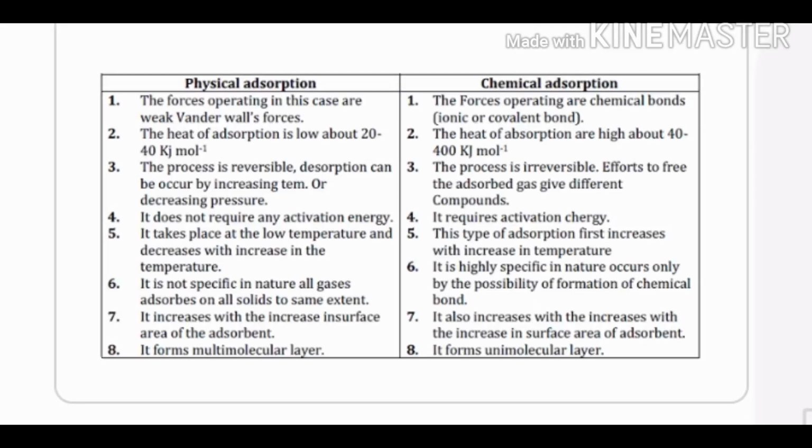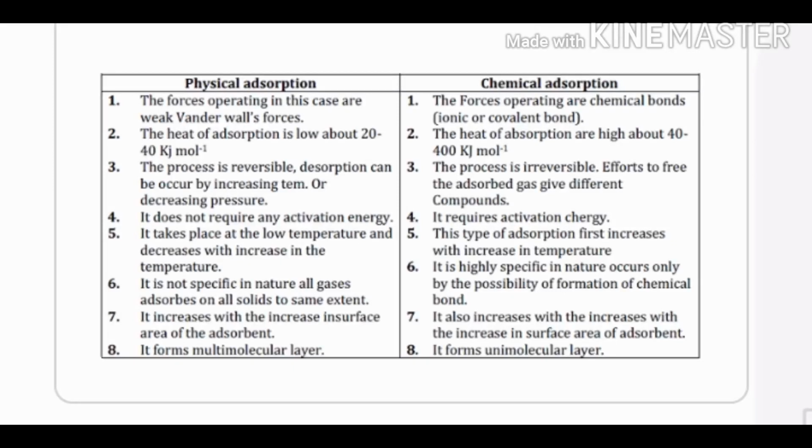Now there are certain differences between physical and chemical adsorption. First difference: the forces operating in physical adsorption are weak van der Waals forces, whereas in chemical adsorption there is a strong chemical bond. Second difference: the heat of adsorption in physical adsorption is 20 to 40 kilojoule per mole, but in chemisorption it is 40 to 400 kilojoule per mole.